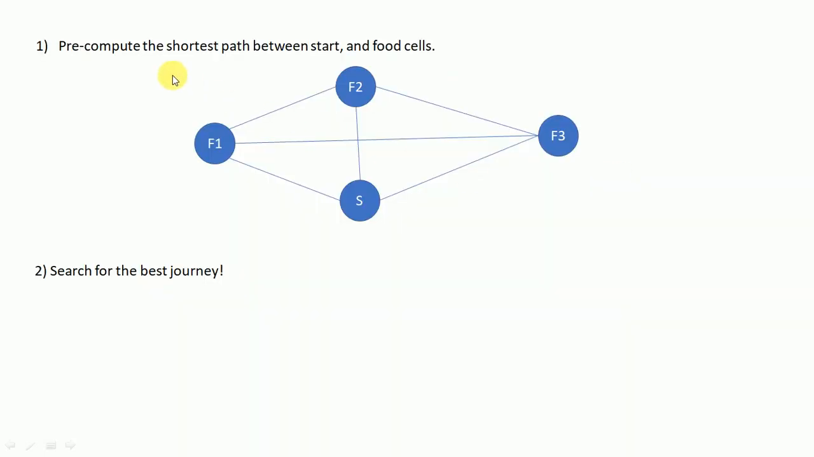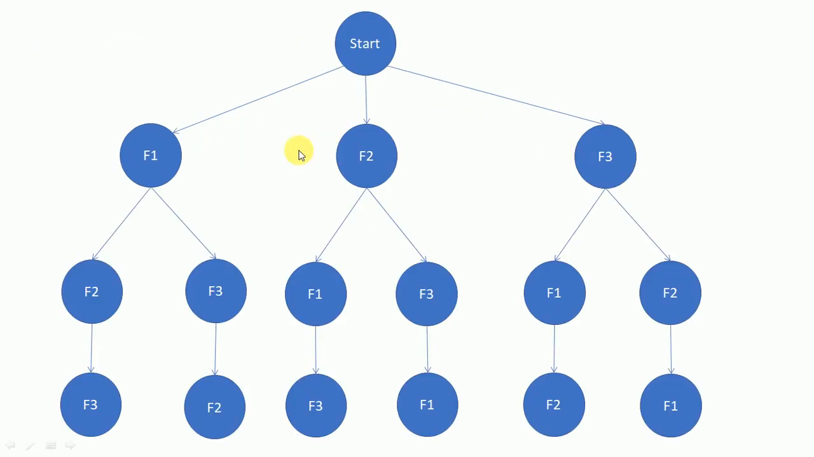So what you can do is you can pre-compute the shortest path between each of the nodes. You can compute the shortest path from the start to all the food cells. That is, you can create a simple graph such that this is the start node, this is F3, F2, F1, and you've computed the shortest path from S to F1, from F1 to F2, from F2 to F3, and F3 to F4.